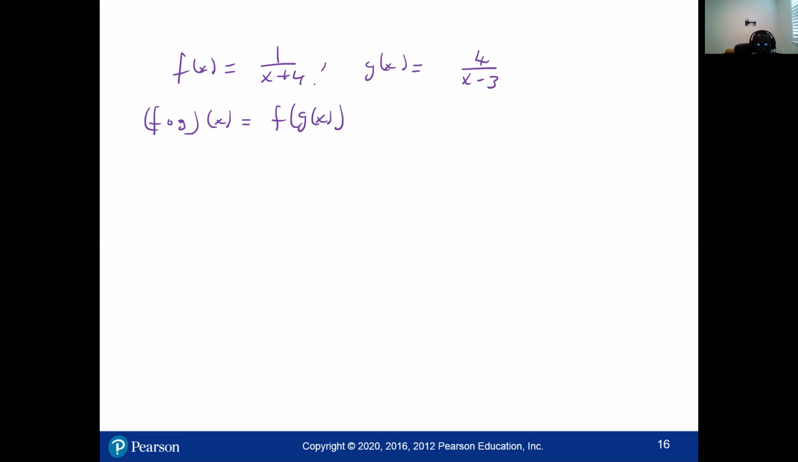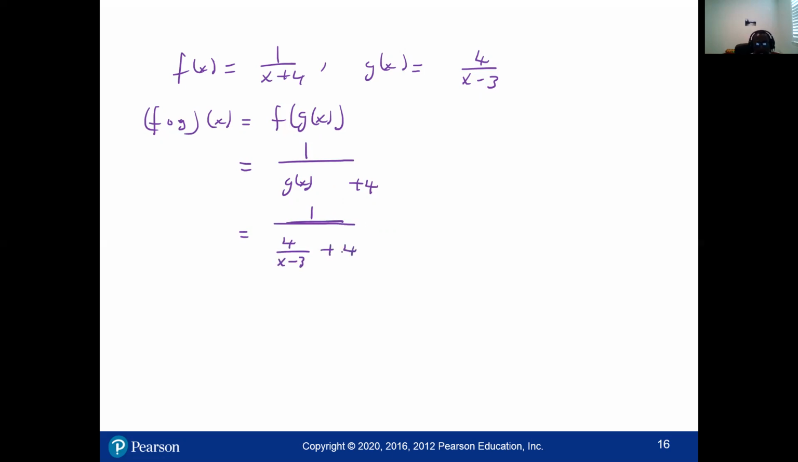So that means that wherever we see x, we plug in the g of x, right? So f is 1 over x plus 4, but it's going to be g of x plus 4, because my x is now g of x. So that gives me 1 over 4 over x minus 3, then plus 4.